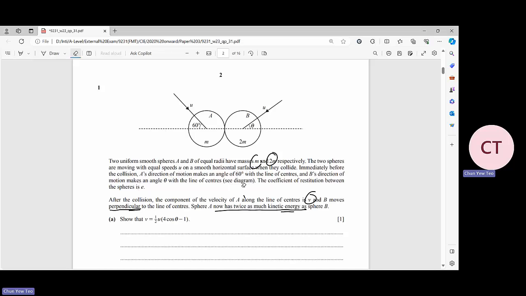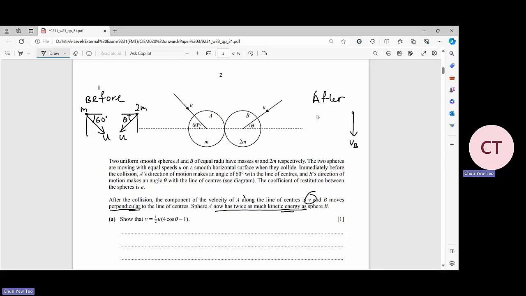For these questions, before we do anything, we need to have a diagram before and after. So before the collision, this is m, the mass of A. This is the 60 degrees, and that is the u. Then B is moving in this direction. This is the theta, and this is u as well. This is the 2m. After the collision, B will go perpendicular to the line of centres. This is the VB.